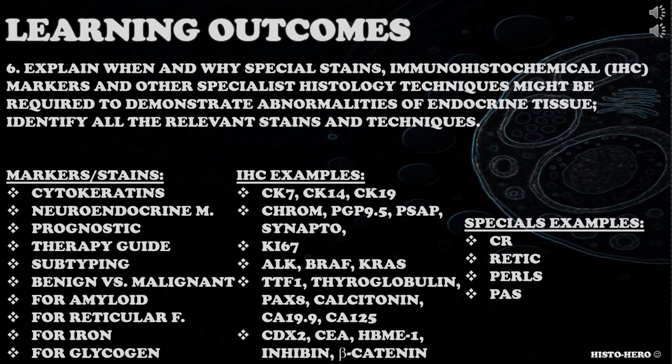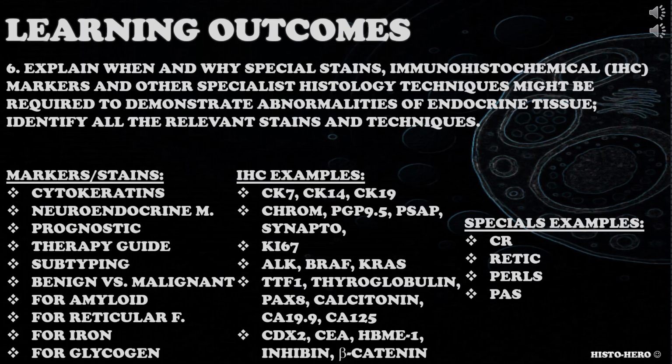The sixth learning outcome is for the candidate to explain when and why special stains, IHC markers, and other specialist histology techniques might be required to demonstrate abnormalities of endocrine tissue. Identify all the relevant stains and techniques. Why and when would special stains and IHC markers be used to stain endocrine tissue? Consider H&E and ambiguous morphology, for confirmation of neuroendocrine differentiation, classifying tumors, identification of site of origin, detection of specific proteins or hormones, evaluating prognosis, predicting treatment response.